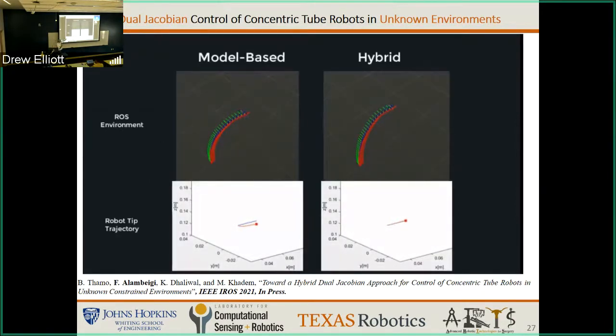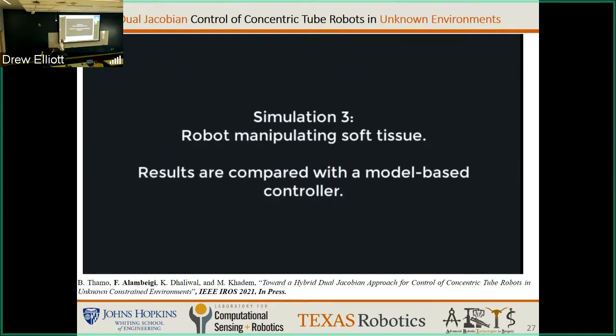Now we said, if I add some external forces, point load and then distributed, and we compared model-based with the hybrid. You see, similarly, if you have external load with model-based, as we expected, we diverge, but still with that hybrid approach, we can compensate and work.